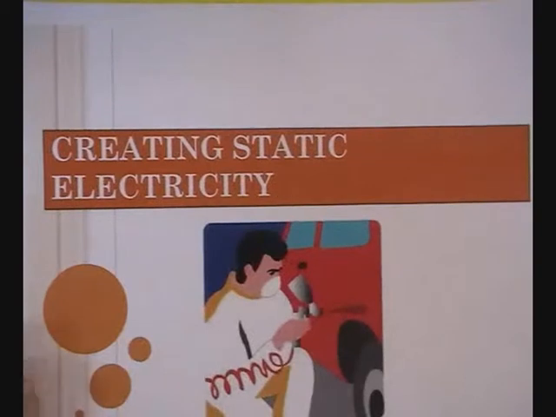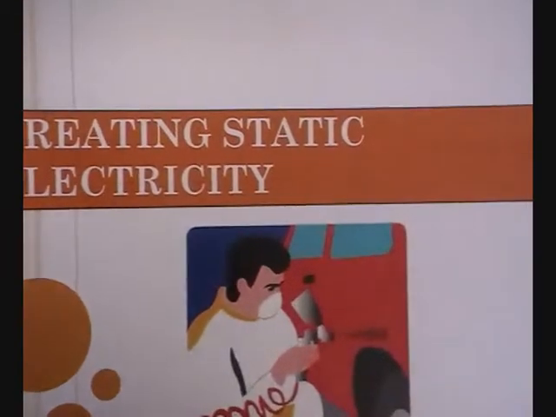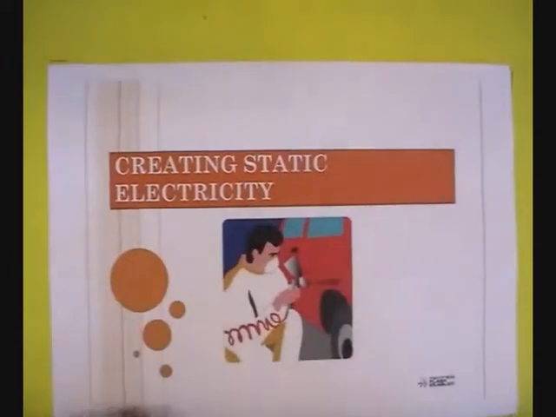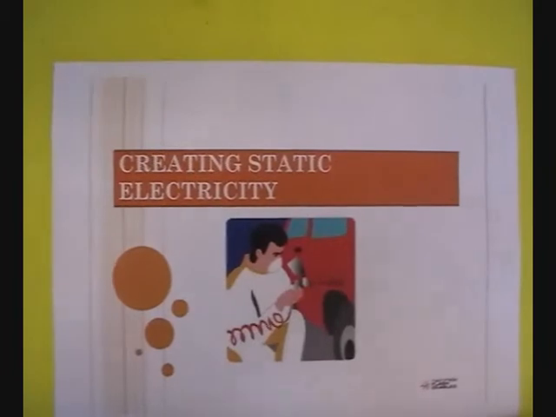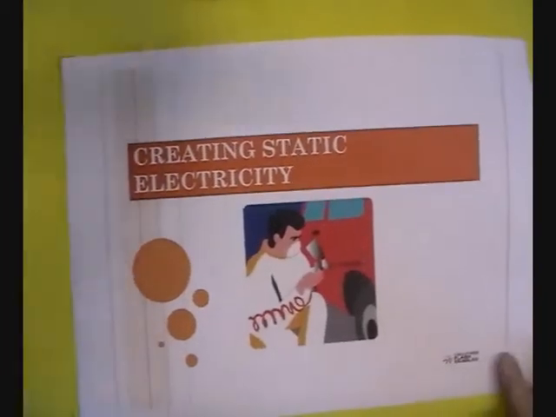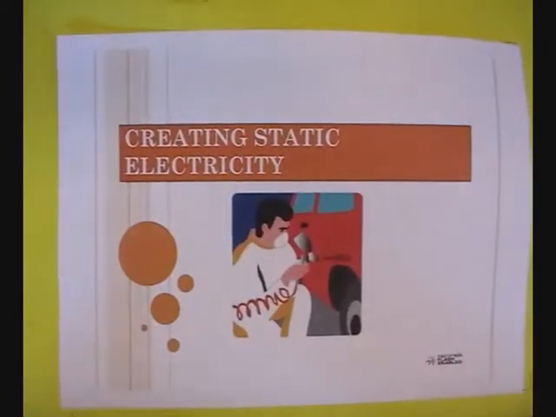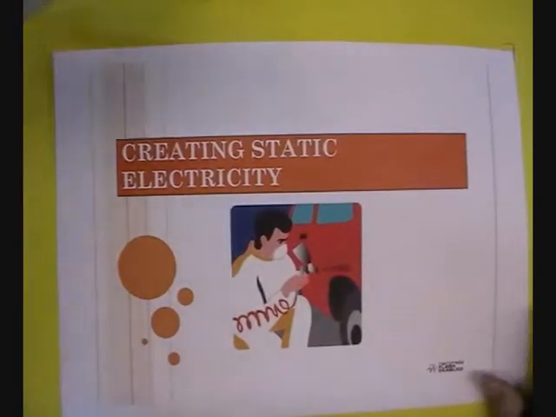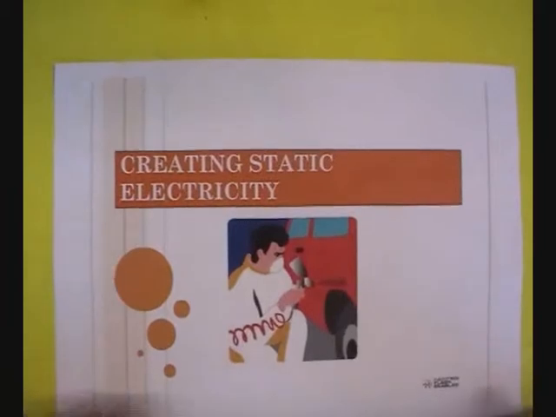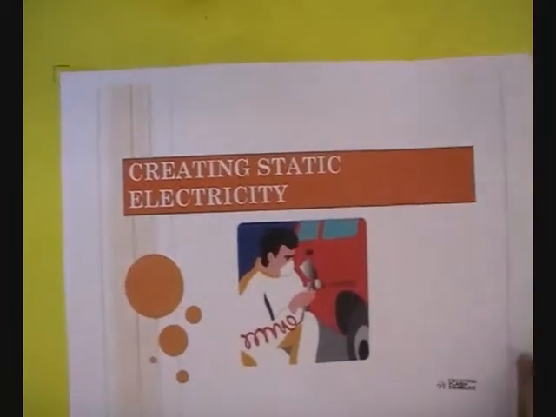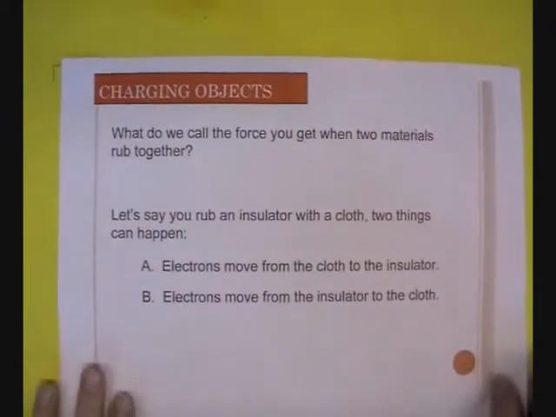Right, the next bit is about static electricity and how we actually create static electricity. This is one of the uses of static electricity that's shown here in the diagram. You can see someone painting a car using what we call an electrostatic paint spray. We'll explain that in a second. Right, first of all, how are objects charged?